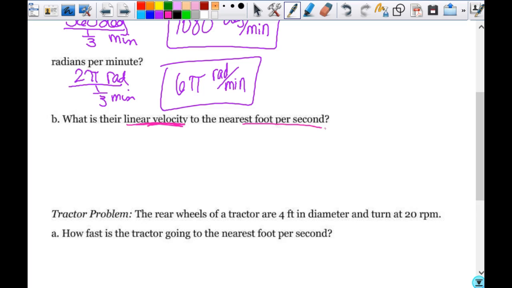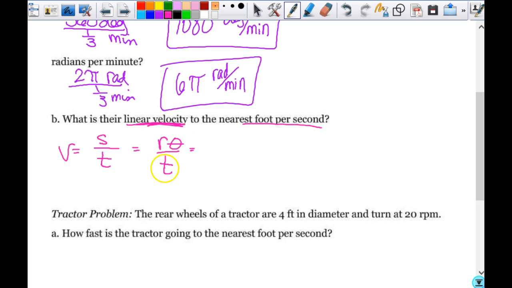So now it asks for my linear velocity to the nearest foot per second, which means we're going to be able to use the calculator a little bit. If I'm going to do linear velocity, my linear velocity is equal to arc length over time. Is arc length something we already know? Have we found it yet? We haven't. Now, this is your formula, but remember, another way to look at arc length is just r theta over time, because arc length is r theta.